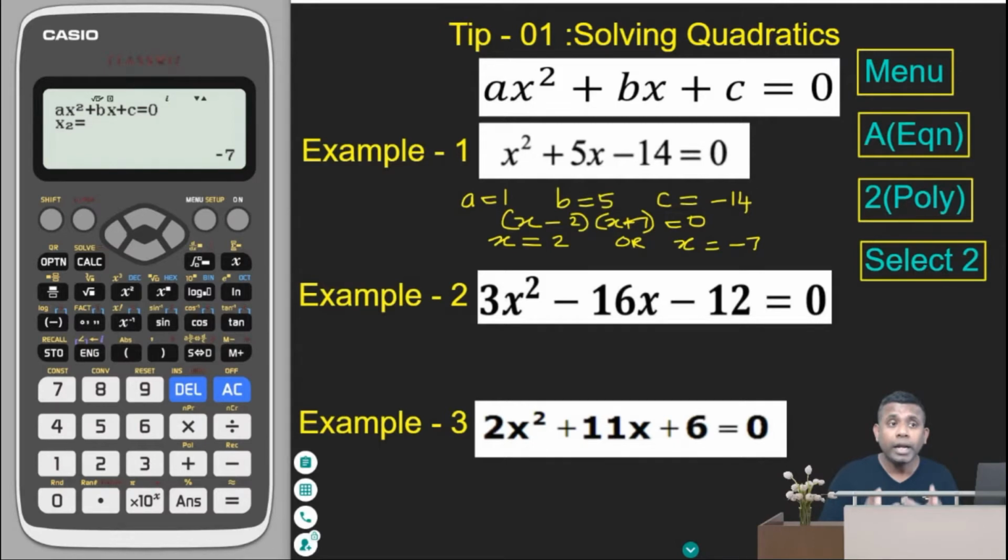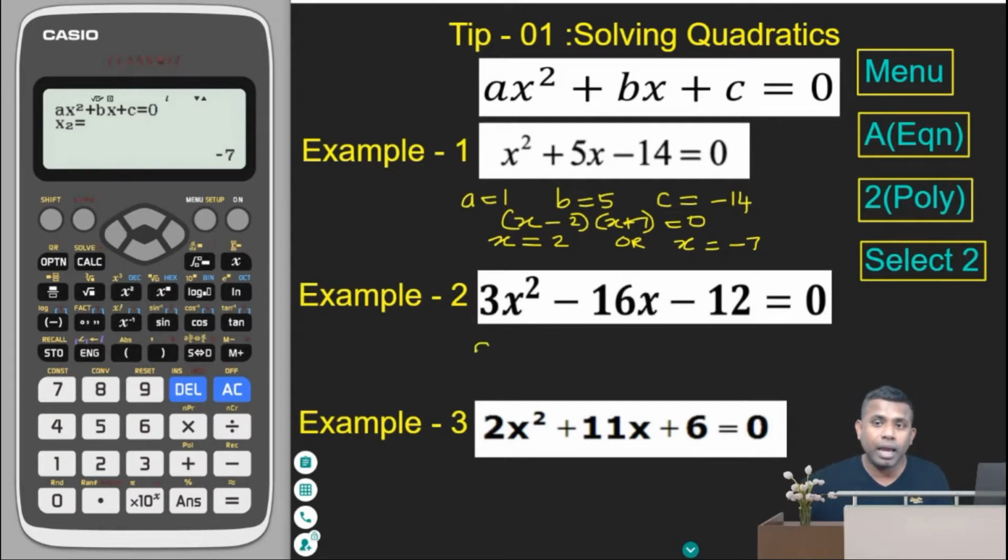This is a very important technique during the exam time. You need to show the working out. However, to check the answers, using a calculator function is very useful. Let's go to the second question.